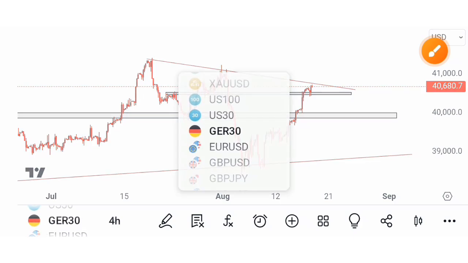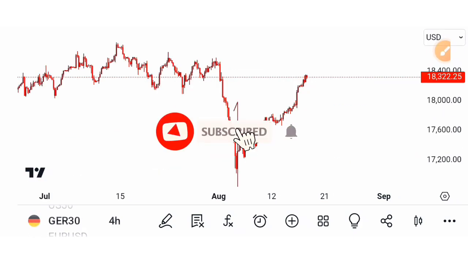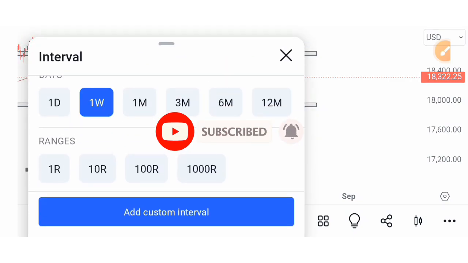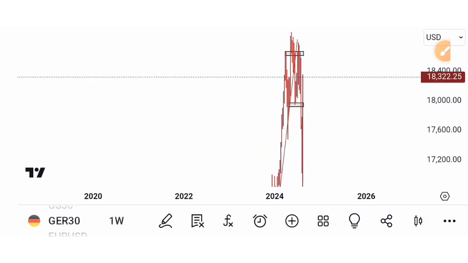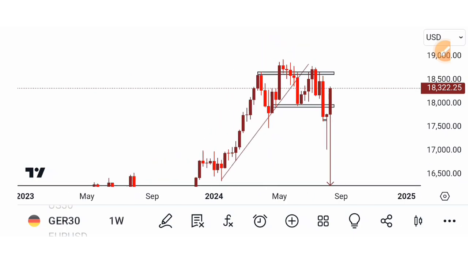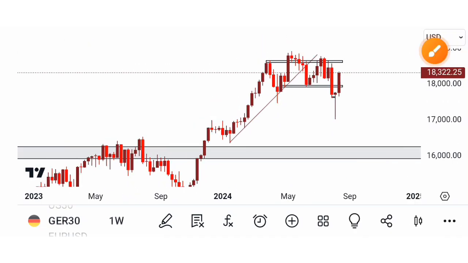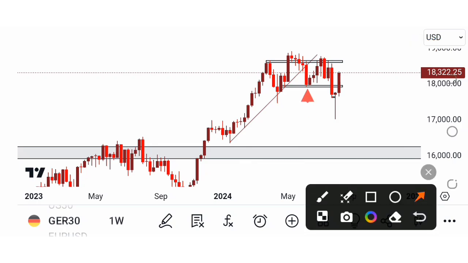Let's go to GER30, and I'm closing with this one. On GER30, I really don't like how this market is moving. Let me see if we get something on the weekly time frame over there. So on the weekly time frame, as you can see, let me delete this thing over here. We did get the market breaking below this area of support. Then it broke below over here.